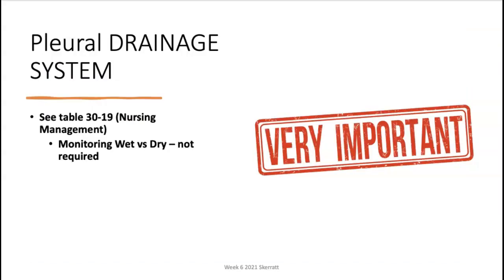This is very important to review. Table 30-19, nursing management. It's very important. When you look at this, you'll see that there's a section on monitoring wet versus dry. You don't need to look at this part, but it's very, very important that you understand the nursing management of the pleural drainage system. I've highlighted some of them, but not to the extent that this table highlights. So very important for you to review this.